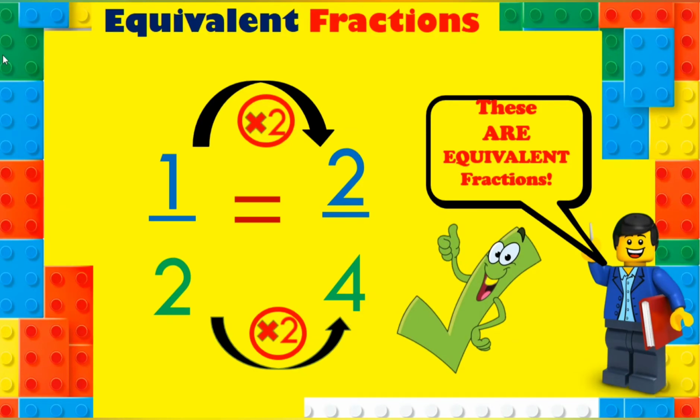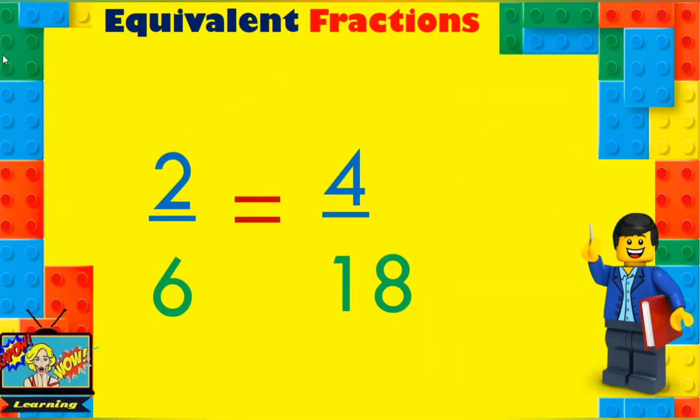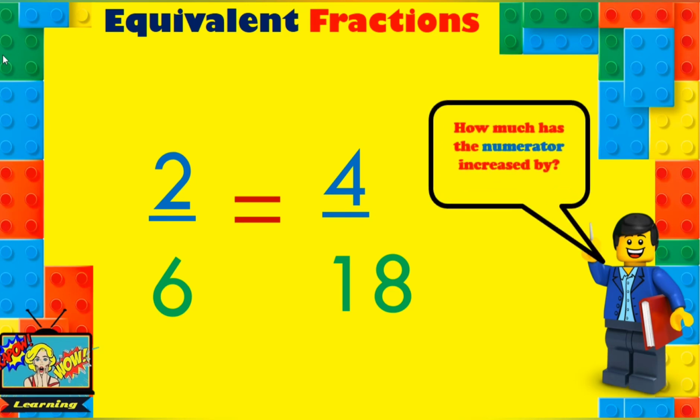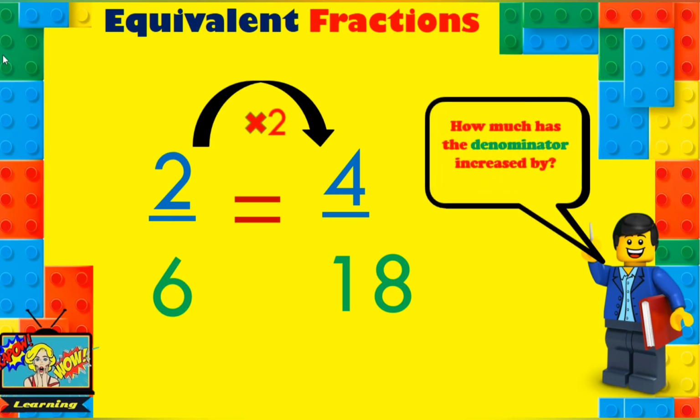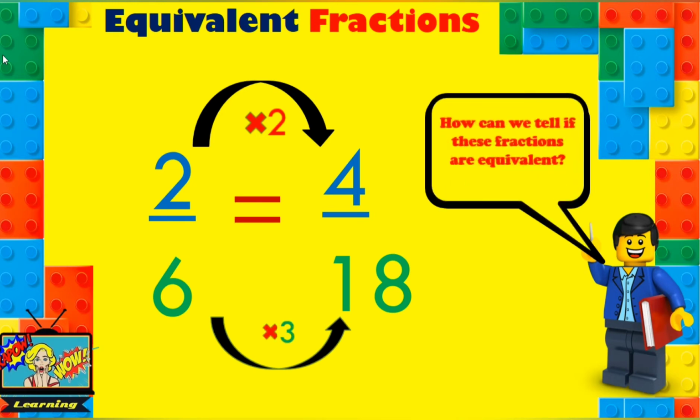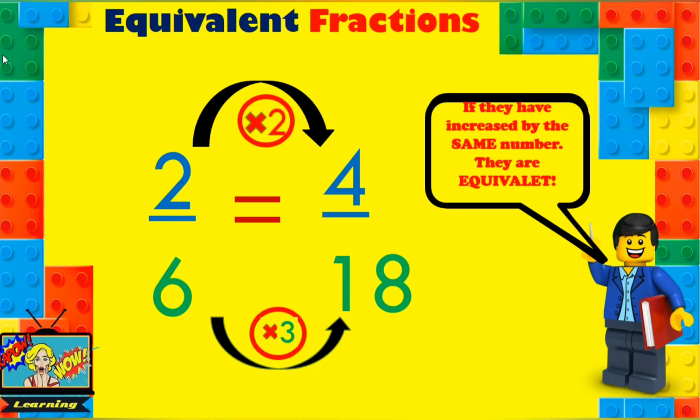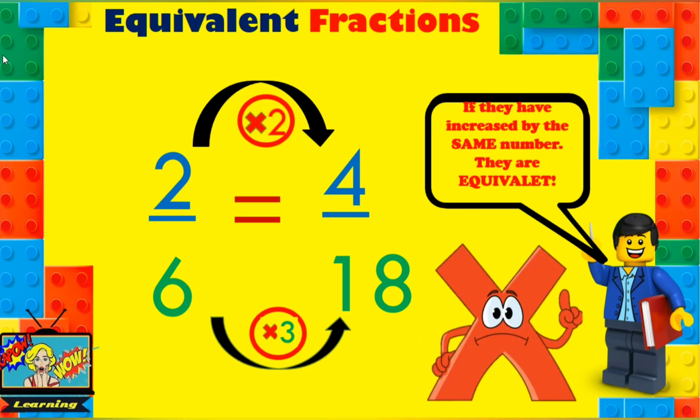They're the same amount. Here's another example, 2/6 and 4/18. How much has the numerator increased by? So 2 times 2 does equal 4. How much has the denominator increased by? So 6 times what equals 18? 6 times 3. Now, how can we tell if these fractions are equivalent? We need to look at how much they've increased by. Now remember, if they have increased by the same number, they are equivalent. Have they increased by the same number? No. So these are not equivalent fractions.